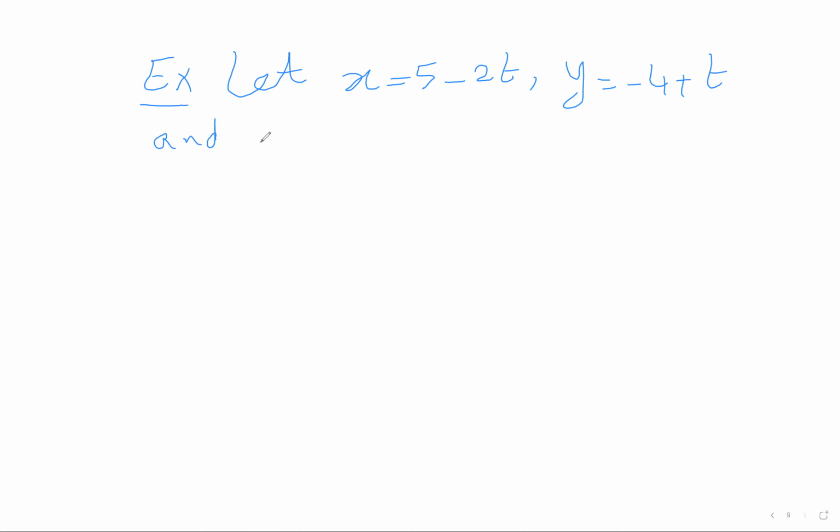Let me give an example. Let x equals 5 minus 2t, y is minus 4 plus t, and z be 6t be the parametric equation of a line.